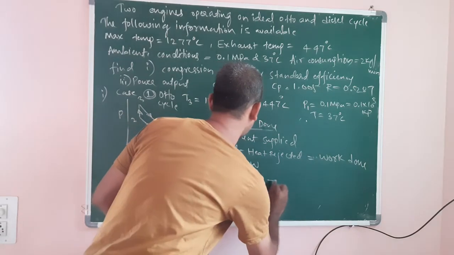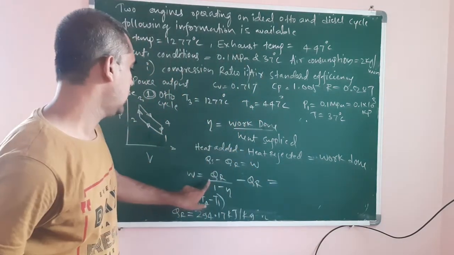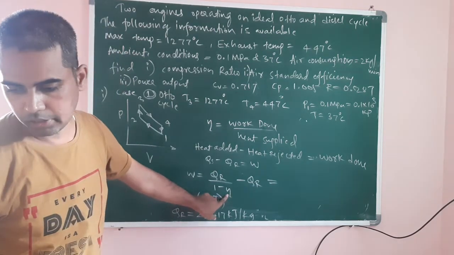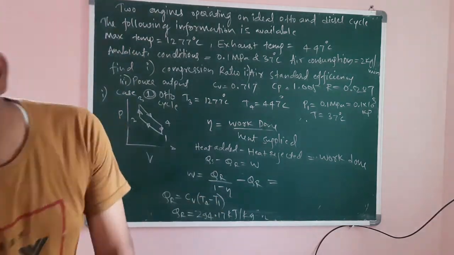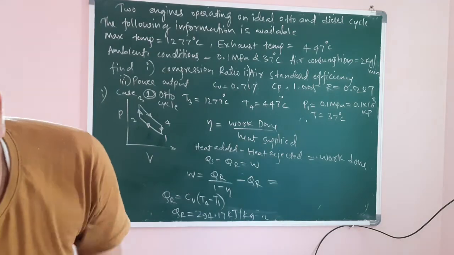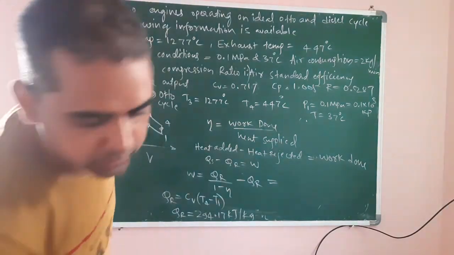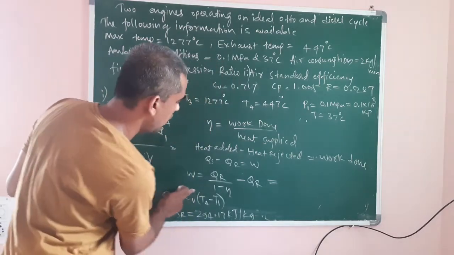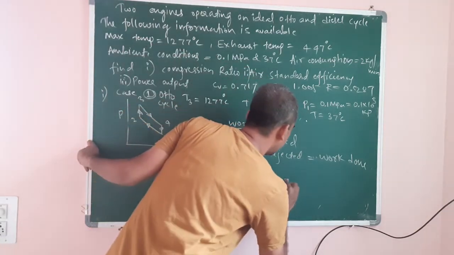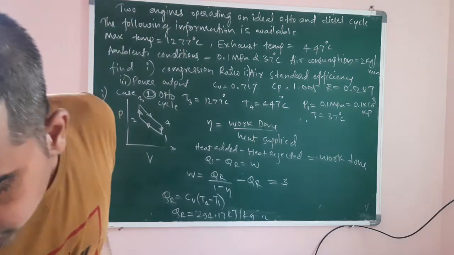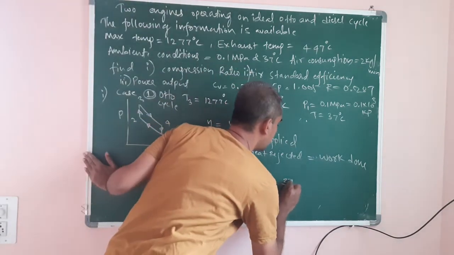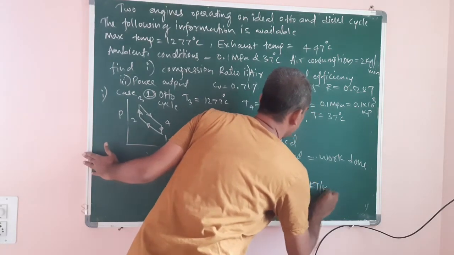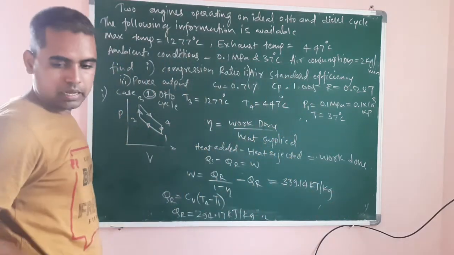If we substitute this QR in the formula, the efficiency we have just now calculated, we will get work done per kg as 339.14 kilojoule per kg.